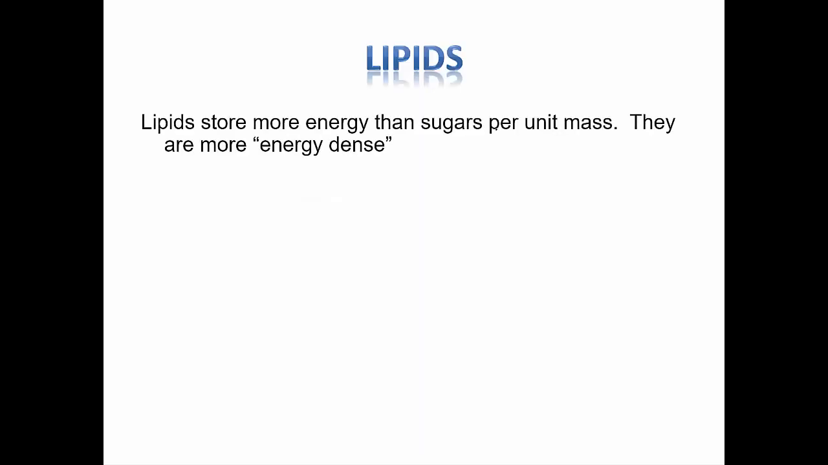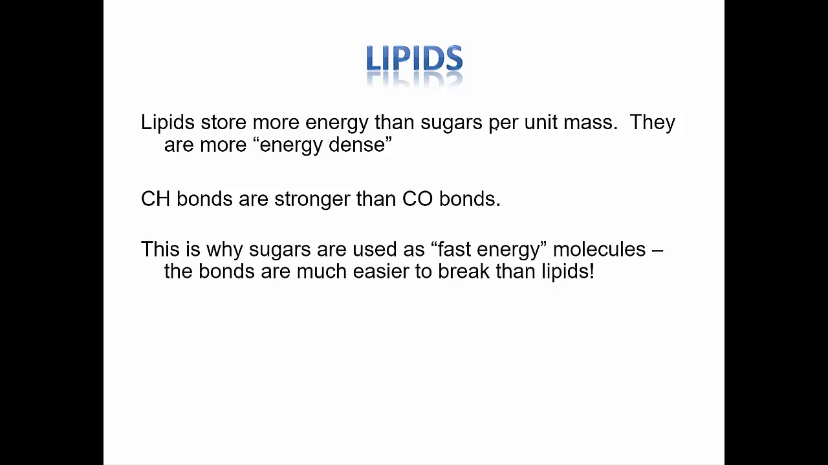Most lipids, let me say that again. Lipids store energy in a much more efficient way than sugar. So in other words, a gram of sugar has less energy in it than a gram of lipid. So you would say they're more energy dense. The reason for this is basically carbon-hydrogen bonds are stronger than carbon-oxygen bonds. The carbon-oxygen bonds are most common in sugars. Lipids generally don't have too many carbon-oxygen bonds. And so form follows function. This is why sugars are used as fast energy molecules. The bonds are easier to break, while lipids tend to be part of energy storage.